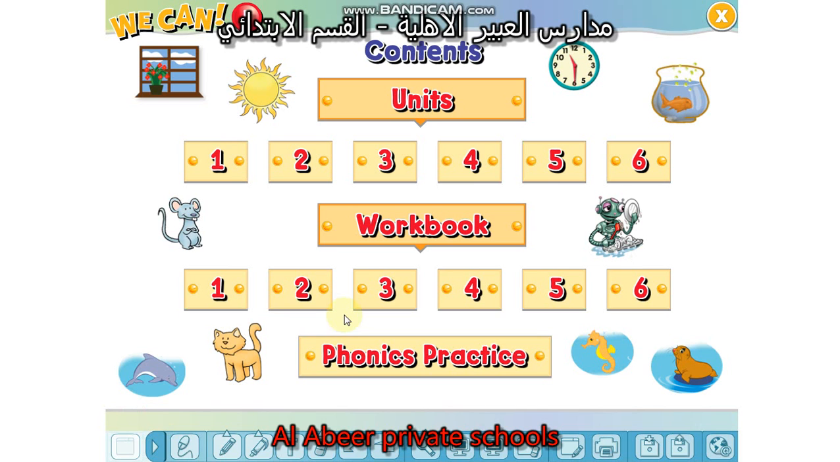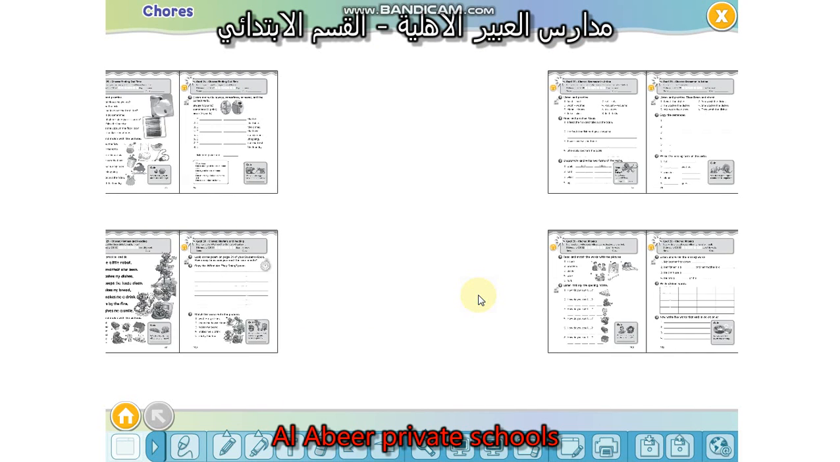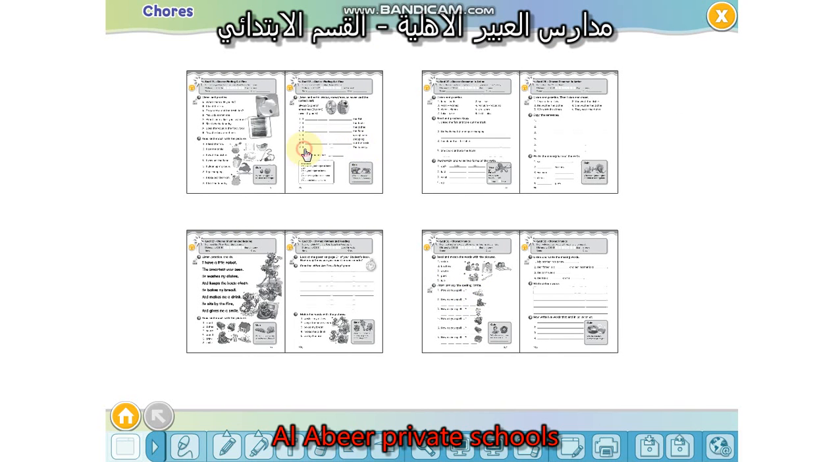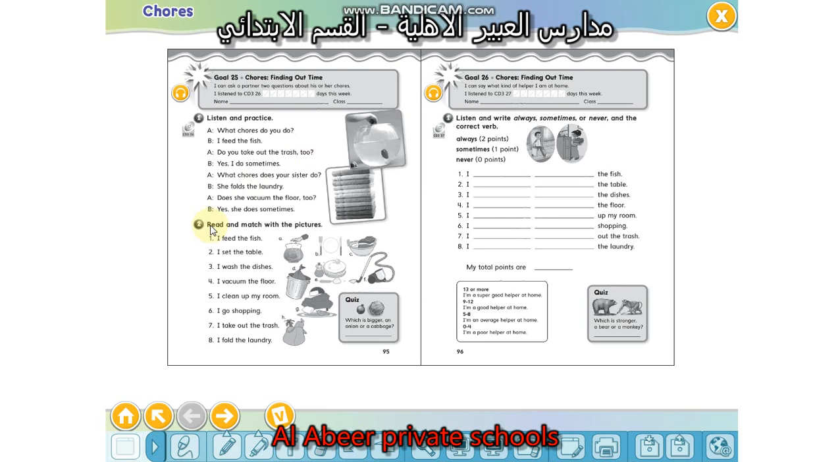The homework will be your workbook page 95 and 96. Here we are. First question, listen and practice. What chores do you do?